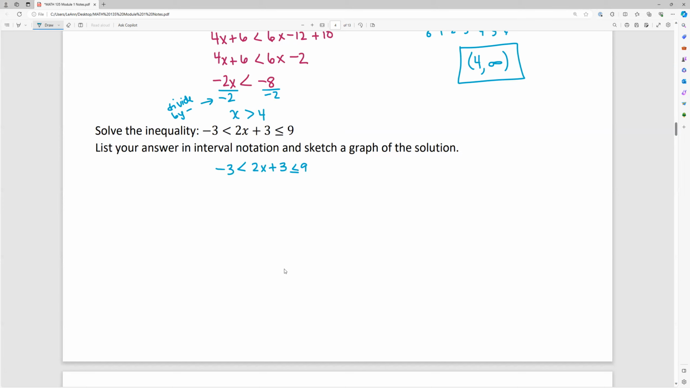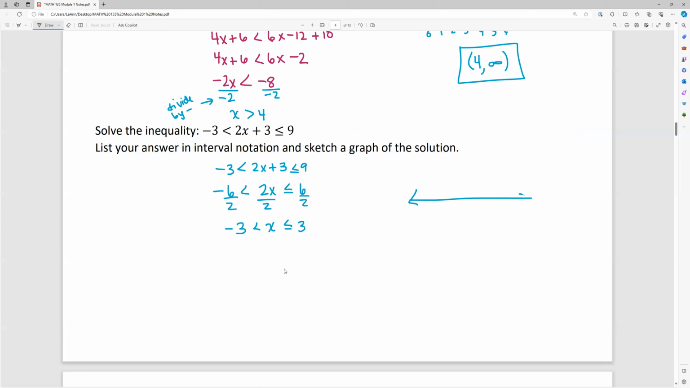So I'm going to subtract 3 from all 3 sides. That's going to be a -6 less than, because I'm trying to get the x by itself. I'll have a 2x. I'll have this being 0 now because I'm subtracting 3 from the center. And then 9 minus 3 is going to be a 6. So I have -6 less than 2x less than or equal to 6. Then I can divide all 3 sides by 2. Notice I'm not dividing by a negative, so I'm not going to be changing the direction of any of my inequalities. So this is -3 less than x less than or equal to 3.